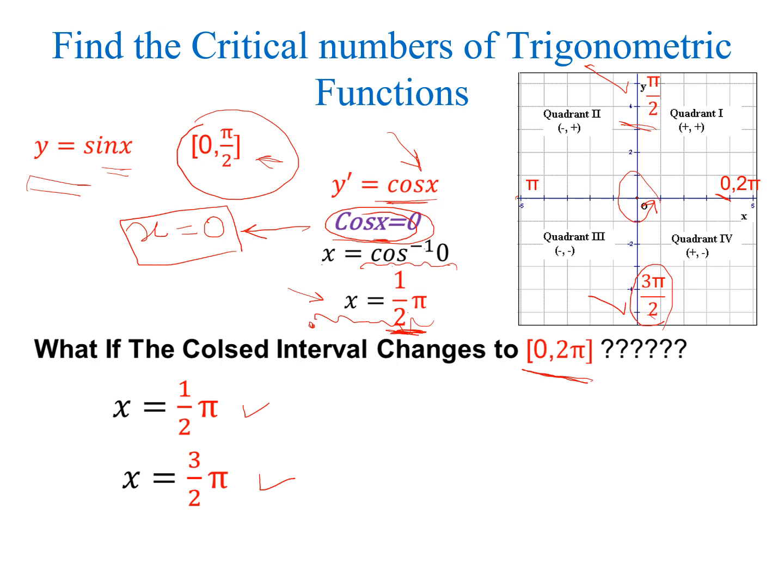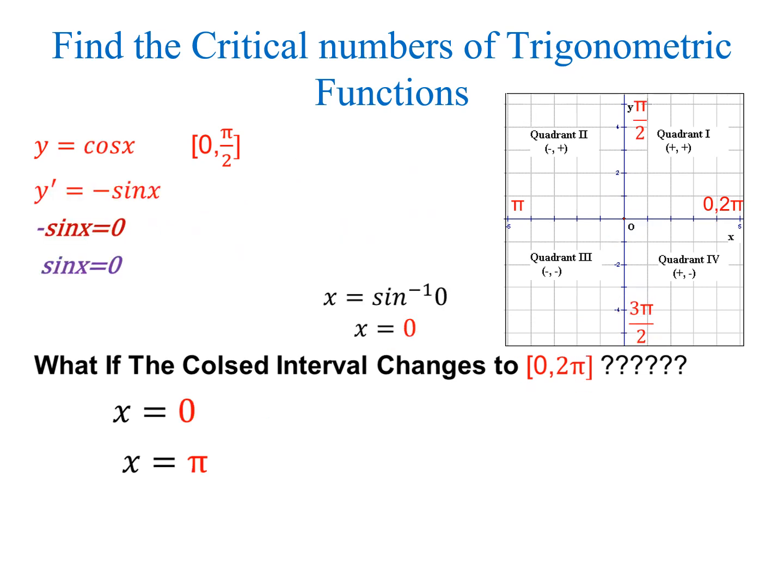Have a look at the other question. So in this question, basically the idea is the same. The question is y equals cos of x. The derivative of cos of x is negative sine of x. Now set the equation equal to 0. So we will write negative sine of x equals 0. Bring the negative to the other side, so you will get sine x equals 0.